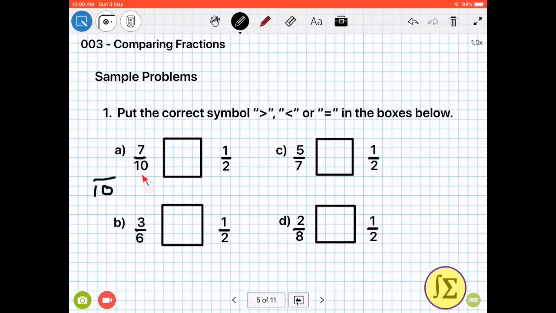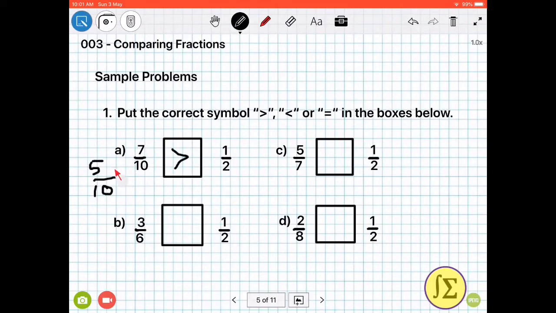So it has to be 10, right? So an equivalent fraction for half with a denominator of 10 would be 5 over 10. Then using method 1, since now the denominators are the same, we compare the numerator, 5 against 7. 5 is less than 7. That means the fraction 7 over 10 is larger than 5 over 10, or is larger than half.